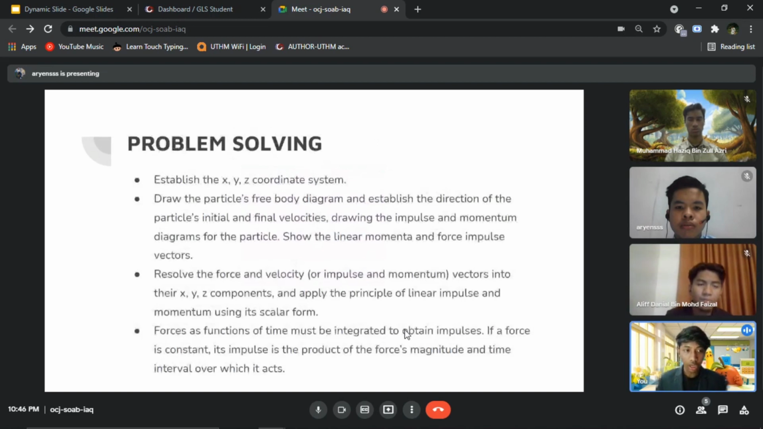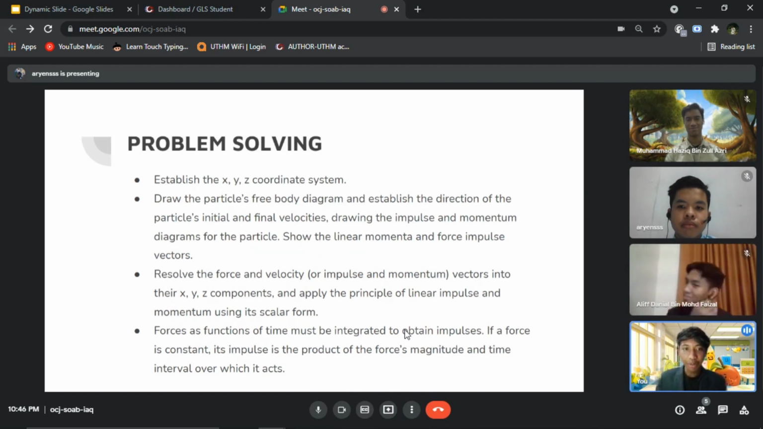So how are we solving that problem? We give our question. First, we establish the x, y, and z coordinate system. Then we draw the free body diagram.